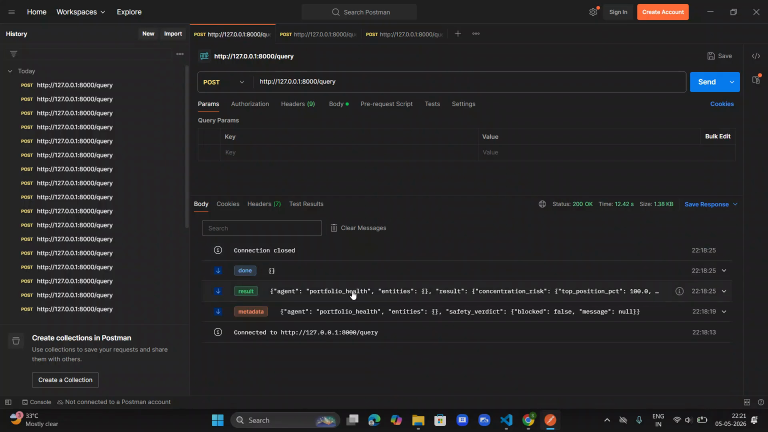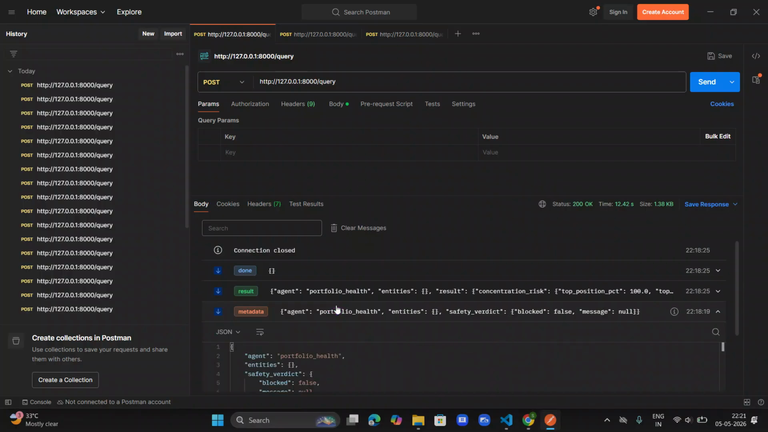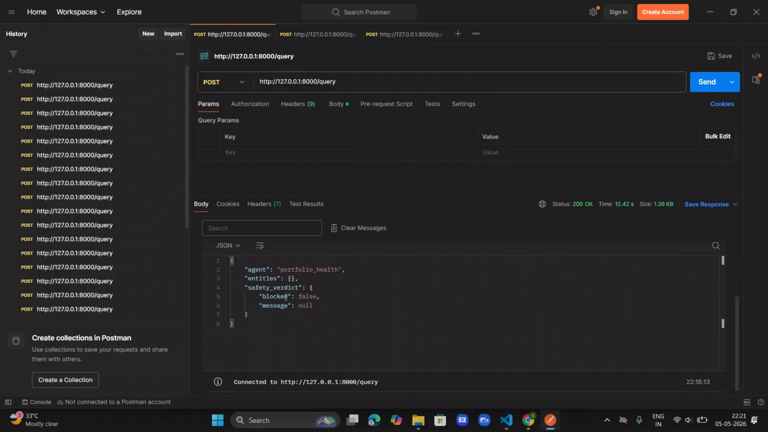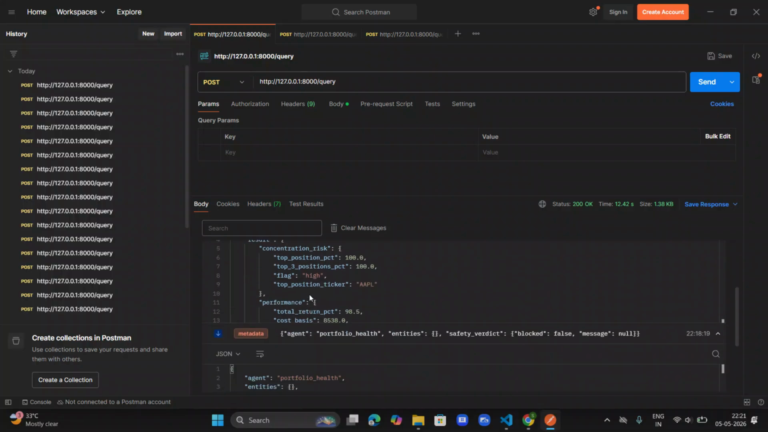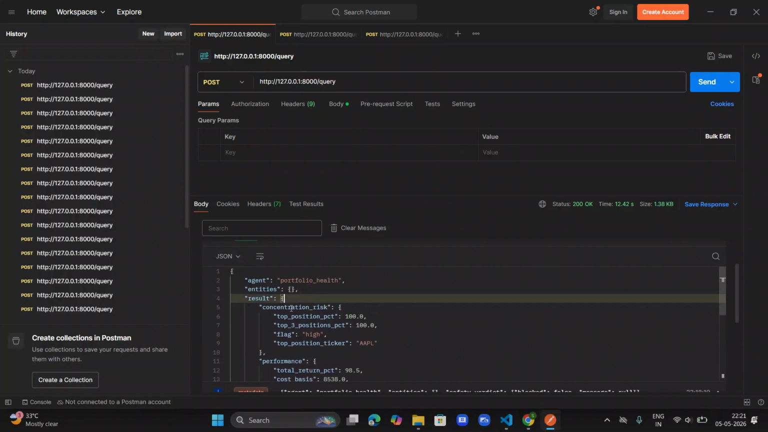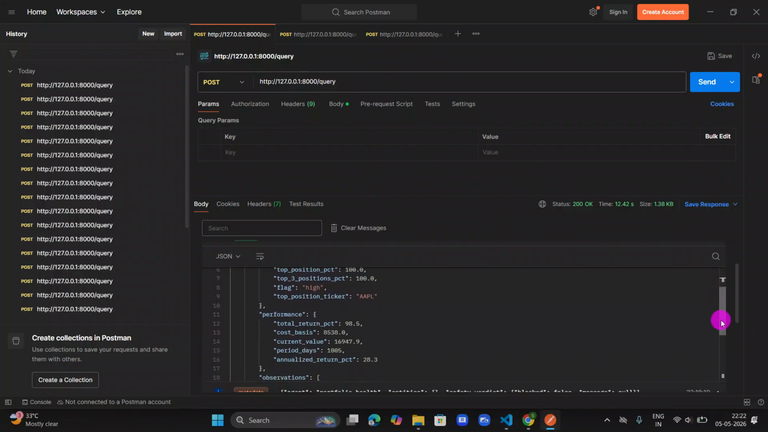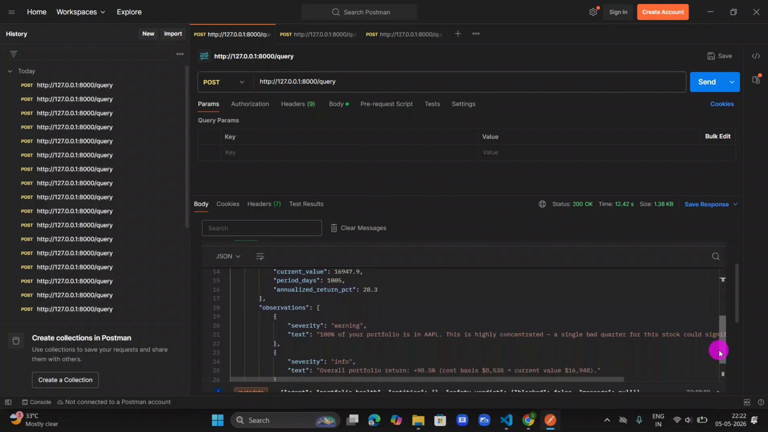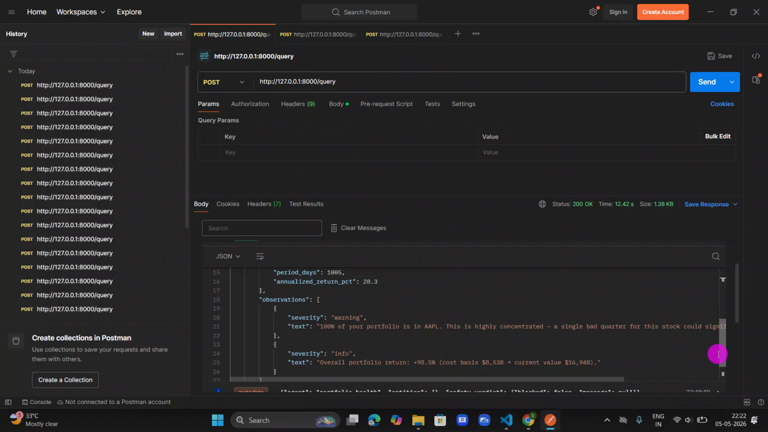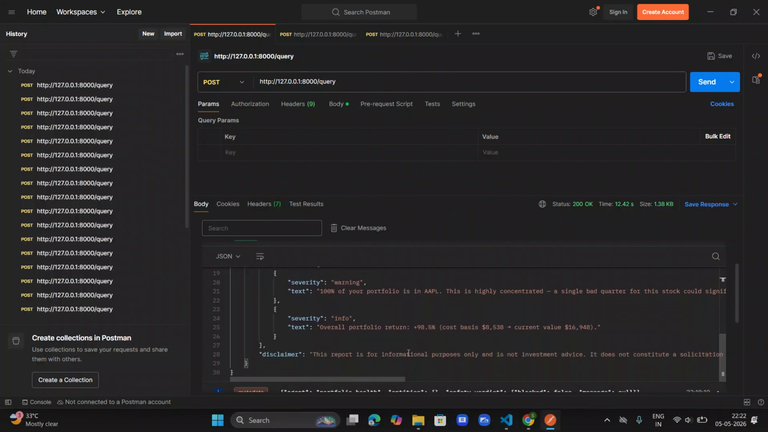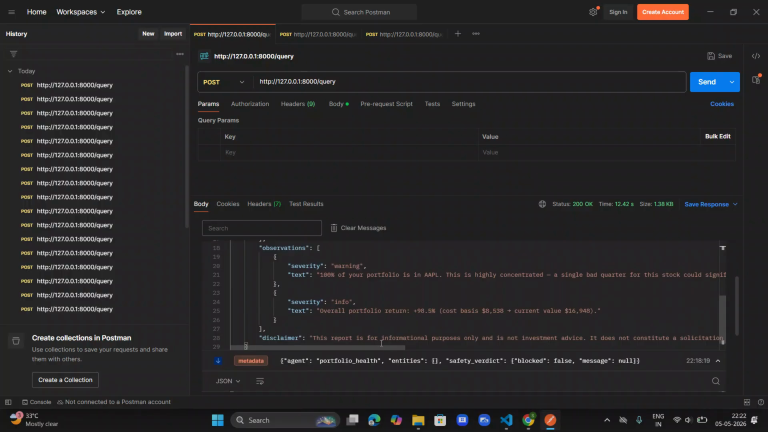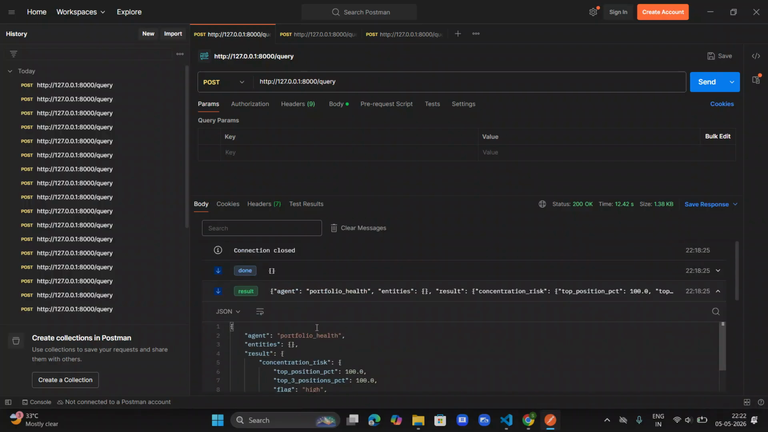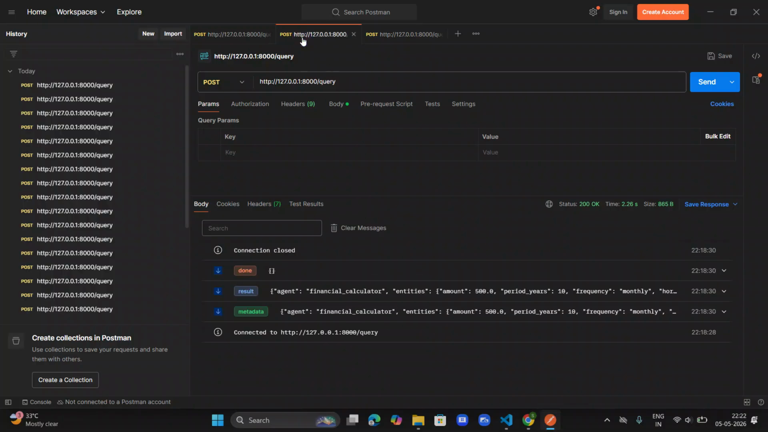The other one is portfolio health. We have the metadata like this, with safeguard, blocked or message, and so on. And this is the result of portfolio health. It shows concentration risk based on the user query, like top position, how the performance is, total return, and cost basis. It also checks the observations and gives a severity, whether it is a warning or low, and text. It also provides the disclaimer at the end, saying this report is for informational purposes only. This way, we get accurate JSON in return for the user query.